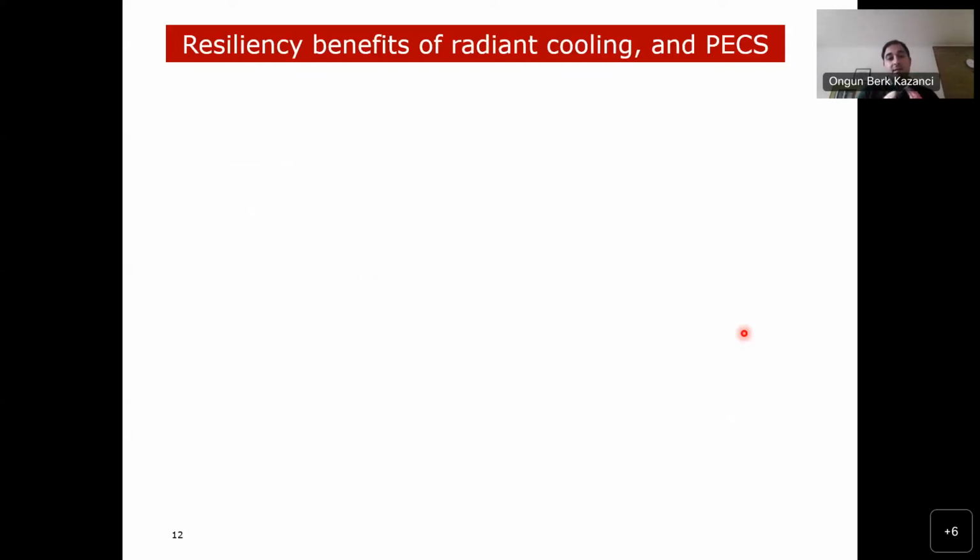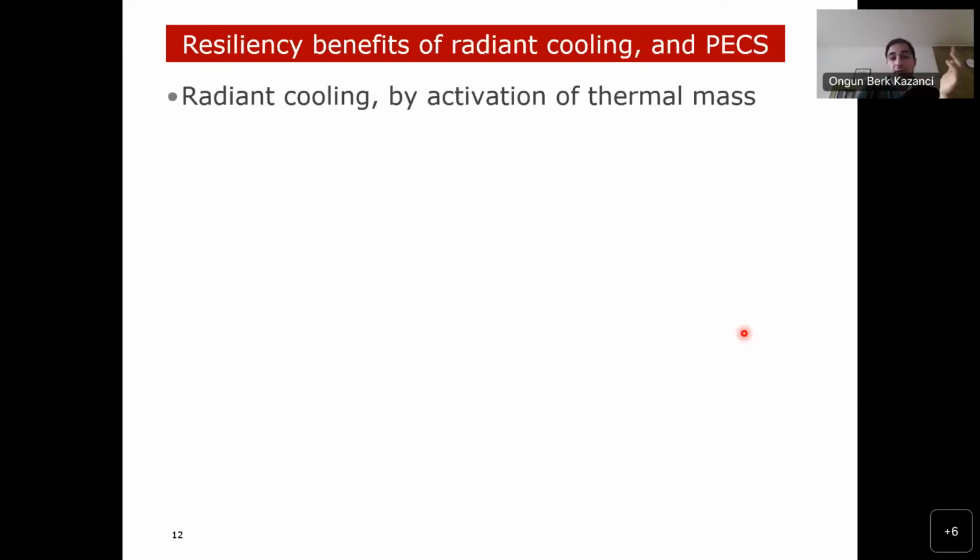So after these two brief summaries, here I tried to collect some of the benefits of radiant cooling and PECS in relation to resiliency. So we'll start with radiant cooling.